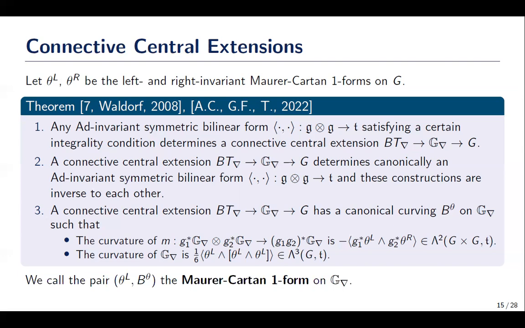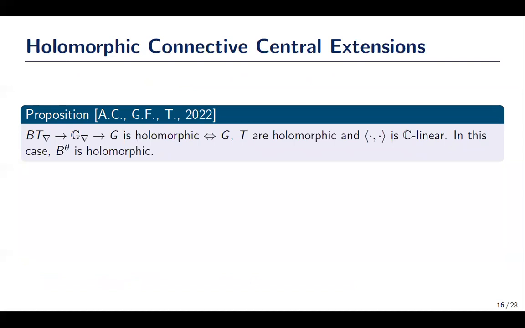What happens with this theorem in the holomorphic context, where it's very easy? If I have a connective central extension of this form, this is classified by a certain pairing. And if G and T are holomorphic, and this pairing is C-linear, then the central extension will be holomorphic. And it's an if and only if. So this behaves pretty nicely, as one should expect it to behave. And in this case, this curving is holomorphic.